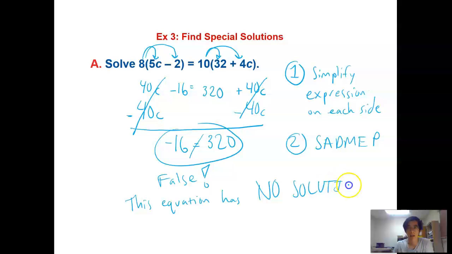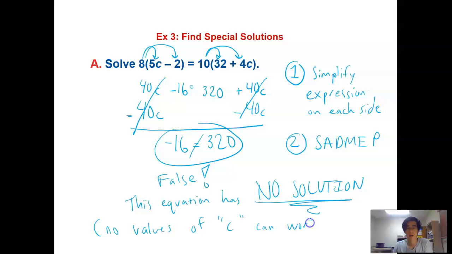Okay? No solution. If you try to cancel out the variables, right, and they cancel each other out on both sides, right? And if the values don't equal to each other, there is no solution. Right? Another way of saying that, no values of C can work here in this equation. Okay, I can plug in any value of C and it's not going to make the equation equal no matter what. Alright, so that's special solution number 1.